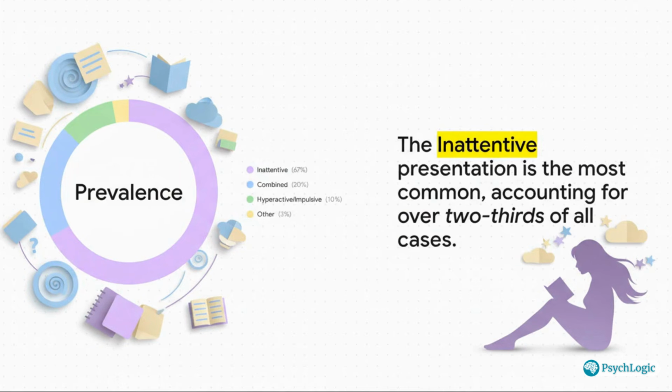And this chart, wow, it really drives home why recognizing that inattentive type is so critical. I mean, look at that. The predominantly inattentive presentation is by far the most common, making up over 2/3 of all cases. This is exactly why the stereotype of the hyperactive little boy is so misleading, and it's why so many people, especially girls, can go their whole lives without a diagnosis.